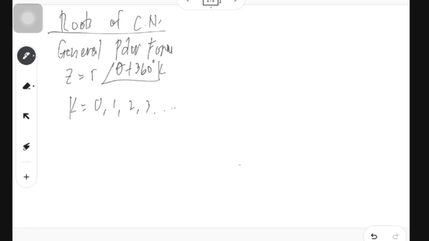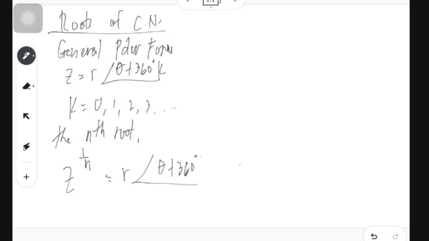Now, we are interested in the nth root. This means we're going to raise this to 1 over n. The nth root will become z raised to 1 over n, which is simply r angle of theta plus 360 degrees k, the quantity raised to 1 over n. Let's say square root, then 1 half. Cube root, 1/3. Fourth root, 1/4.